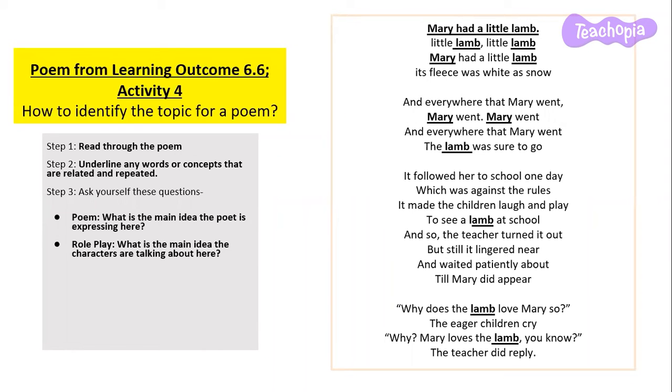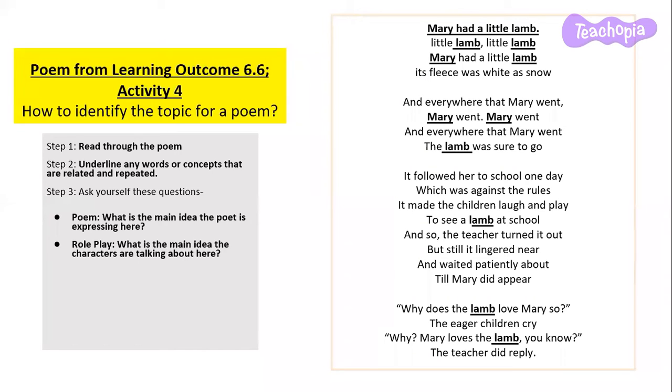Love and care, very nice. Relationship between Mary and the little lamb, good. About the lamb's softness, nice. Feelings, bonding, love between Mary and the lamb, wonderful. So these are emotions. Thank you. So these are some of the ideas the poet wishes to convey or express here in the poem.